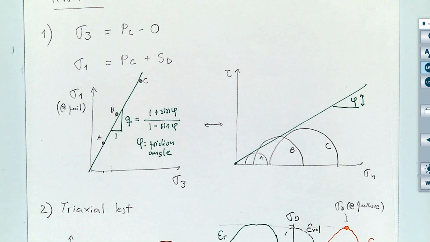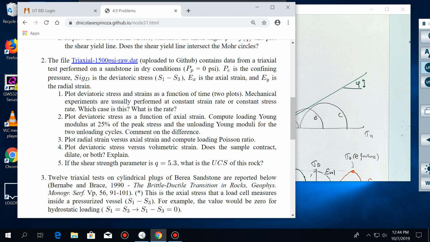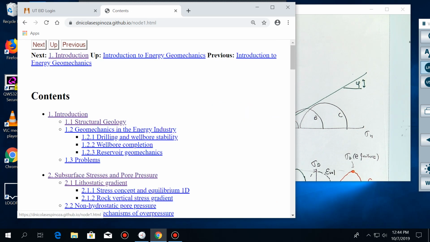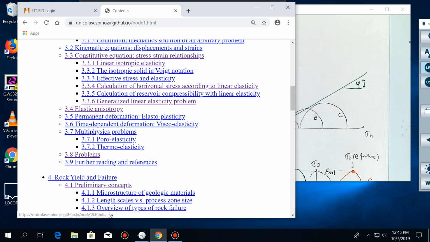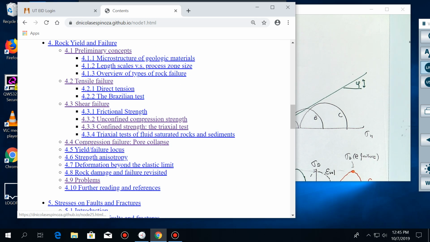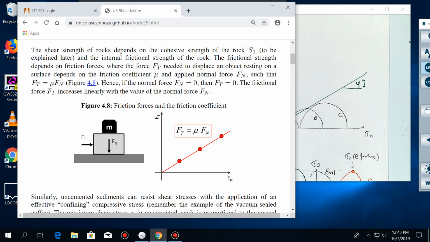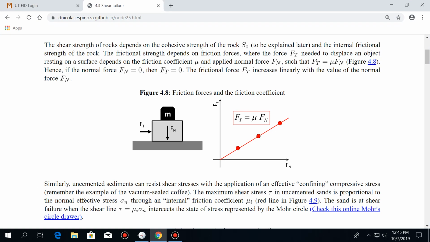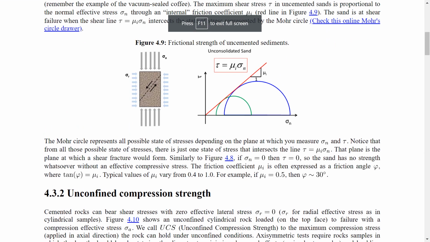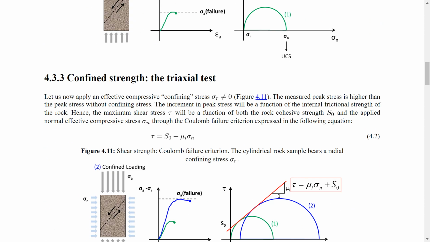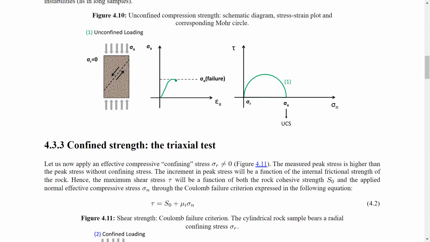But in cemented rocks, even in unconfined conditions, you do have some strength, and that's why we can measure a UCS. You know all of those very well. This is confined but uncemented. This is a UCS test in unconfined conditions.